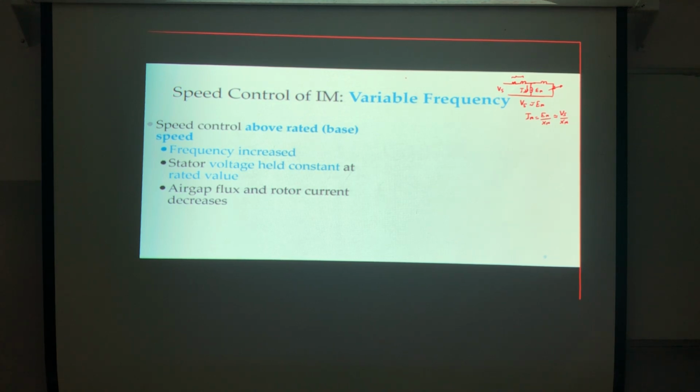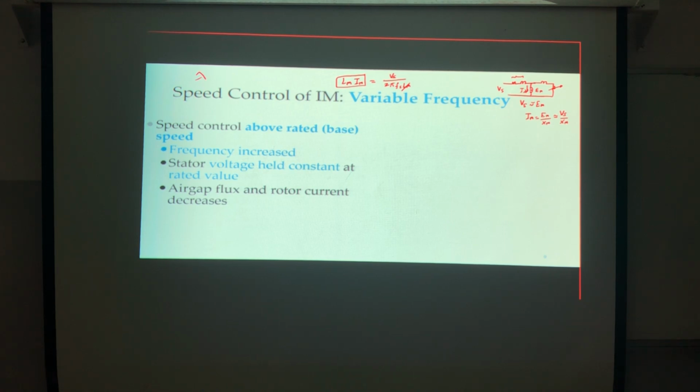Xm equal to what? Given Vs over 2 pi Fs Lm, correct? This is equal to what? Im. If I multiply here by Lm, what will I get? Vs over 2 pi Fs. This is actually what?